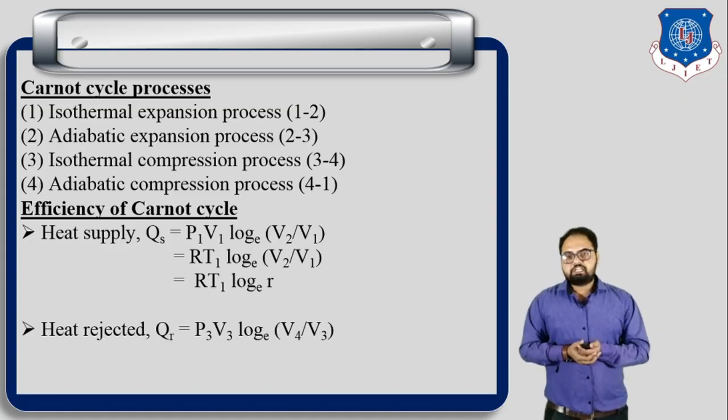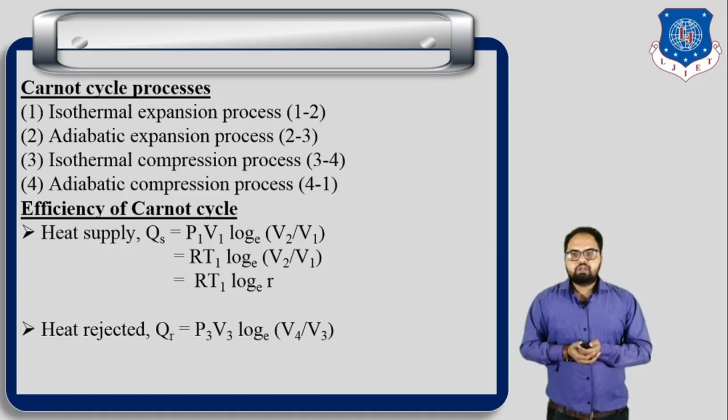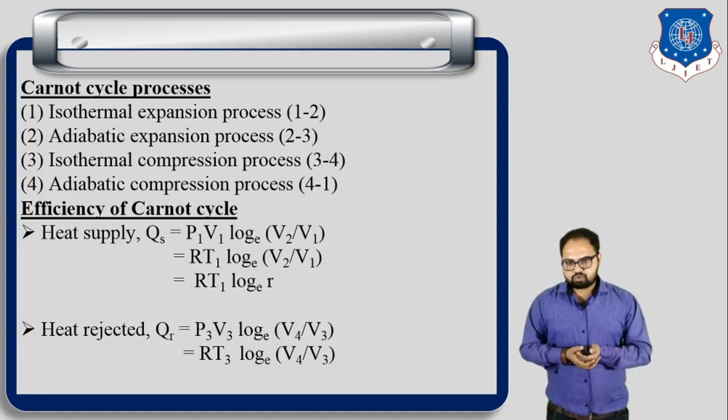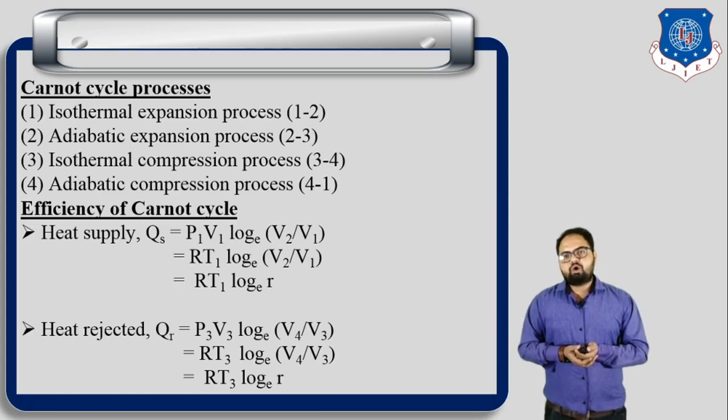The next is heat rejected during the process. So heat rejected Qr is equal to P3 V3 log V4 by V3, because heat is rejected at the isothermal compression process. So P3 V3 is equal to mRT3 and the mass is 1 kg. So RT3 log V4 by V3 base e, and V4 by V3 is known as the compression ratio, which is also known as r. So RT3 log r base e.